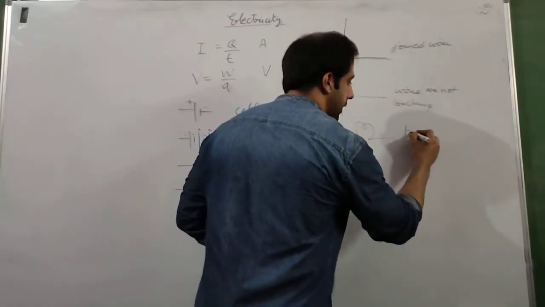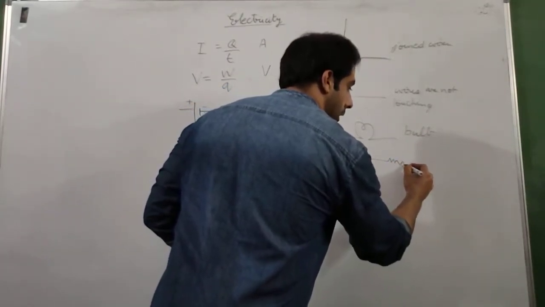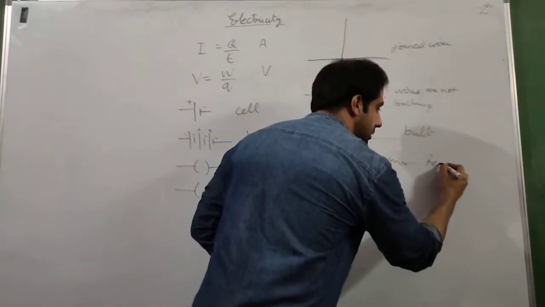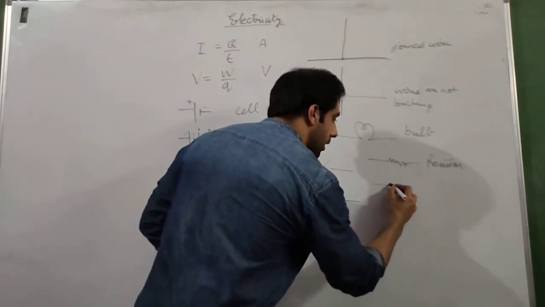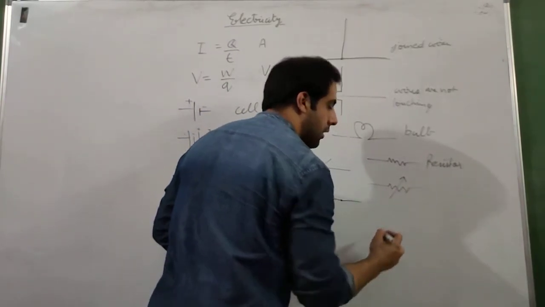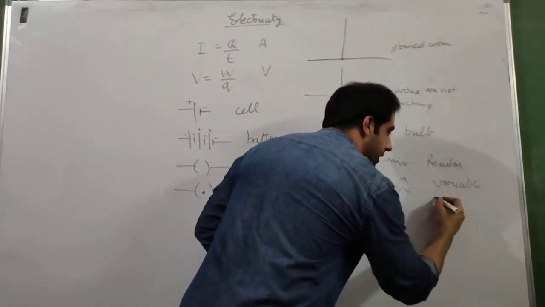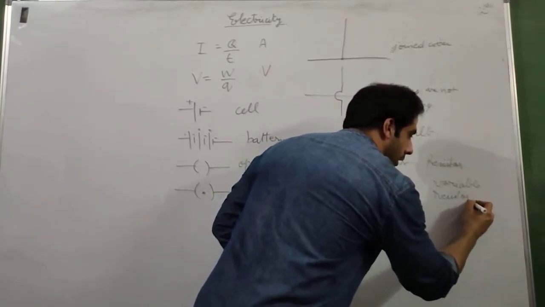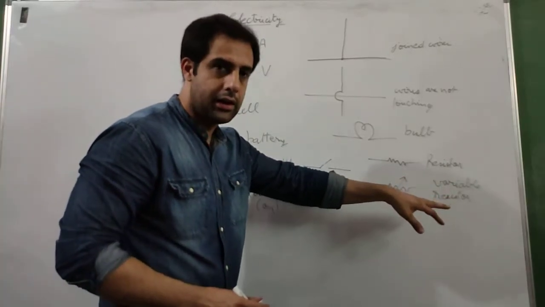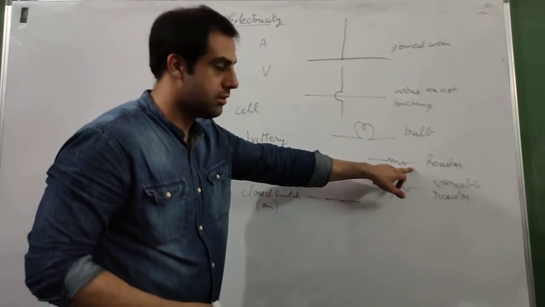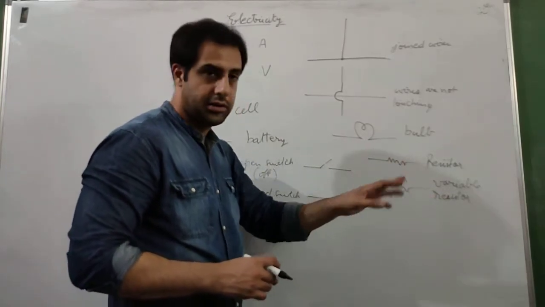This is the symbol of an electric bulb. This is the symbol of a resistor. In this chapter we will later study what a resistor is. This is the symbol of a variable resistor. A resistor is a device used for a particular function inside a circuit. We will study that later in this chapter. So this is a resistor, and this is that same resistor but its value we can vary. So it is a variable resistor.